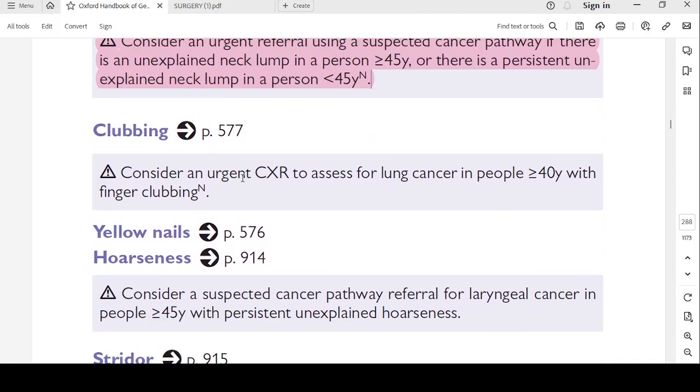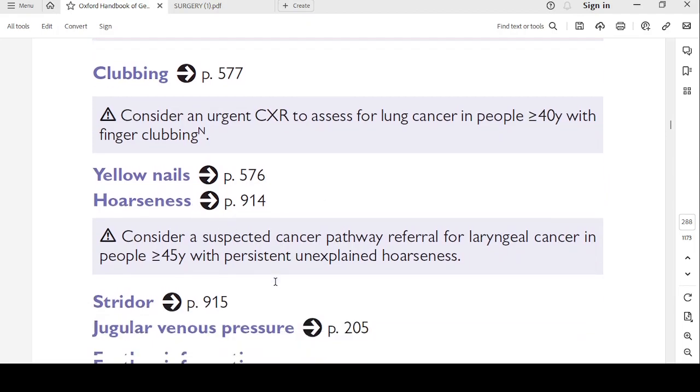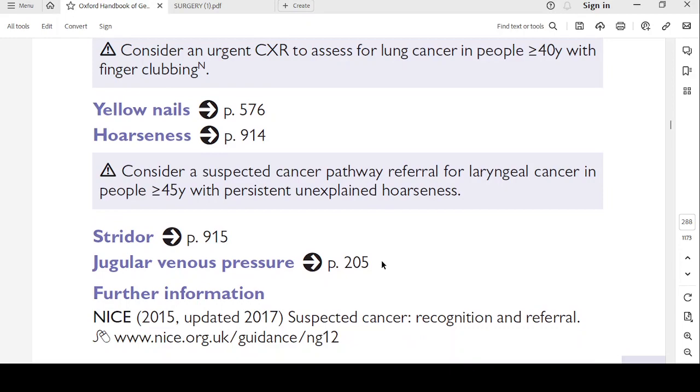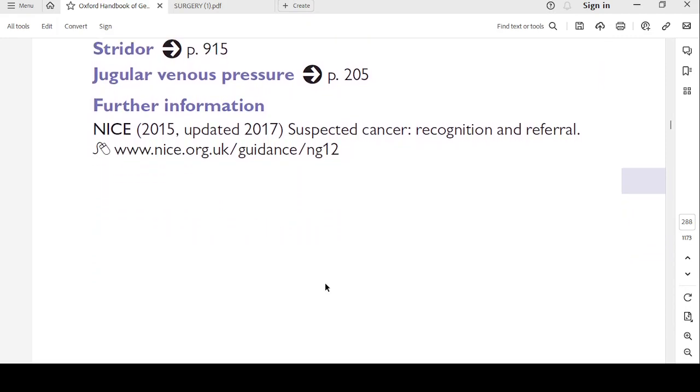Clubbing. Consider an urgent chest X-ray to assess for lung cancer in people more than 40 years with finger clubbing. Yellow nails, hoarseness. Consider a suspected cancer pathway referral for laryngeal cancer in people more than 45 years with persistent unexplained hoarseness. Stridor, jugular venous pressure. Further information you can see on the website.